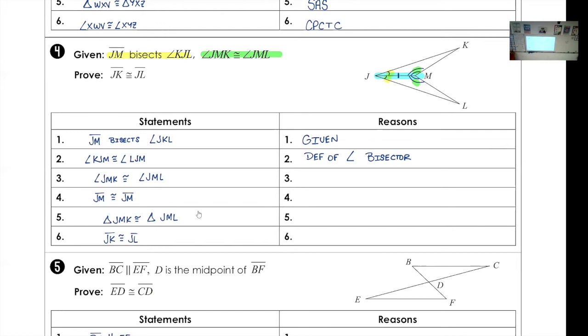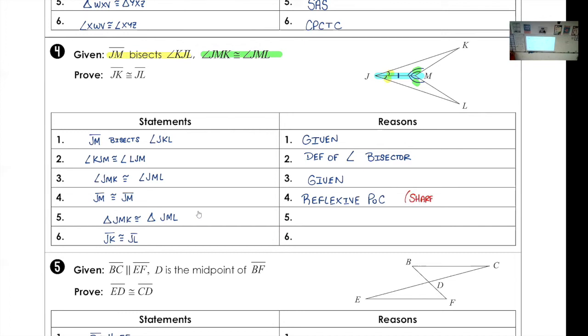Nothing else we can pull from that thread? What about JMK is congruent to JML? They told us. Otherwise, we had no idea. JM is congruent to JM. Why reflexive? Because it's a shared side. So reflexive property of congruence, and it's reflexive because it's a shared side.